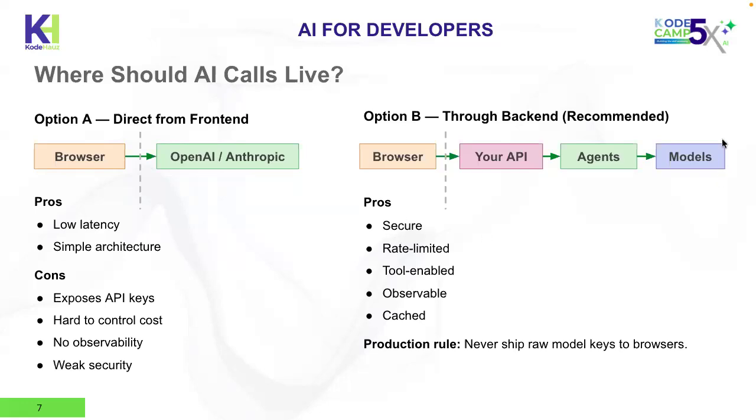But at the end of the day, you see that the models are still at the end of the whole thing. Your agents orchestrate your models. Your API allows the browser to access your agents, right? And of course, I didn't add the other things that the agents will have access to, which are the tools and the vector stores, the vector storage, and so on. So this is what is recommended.